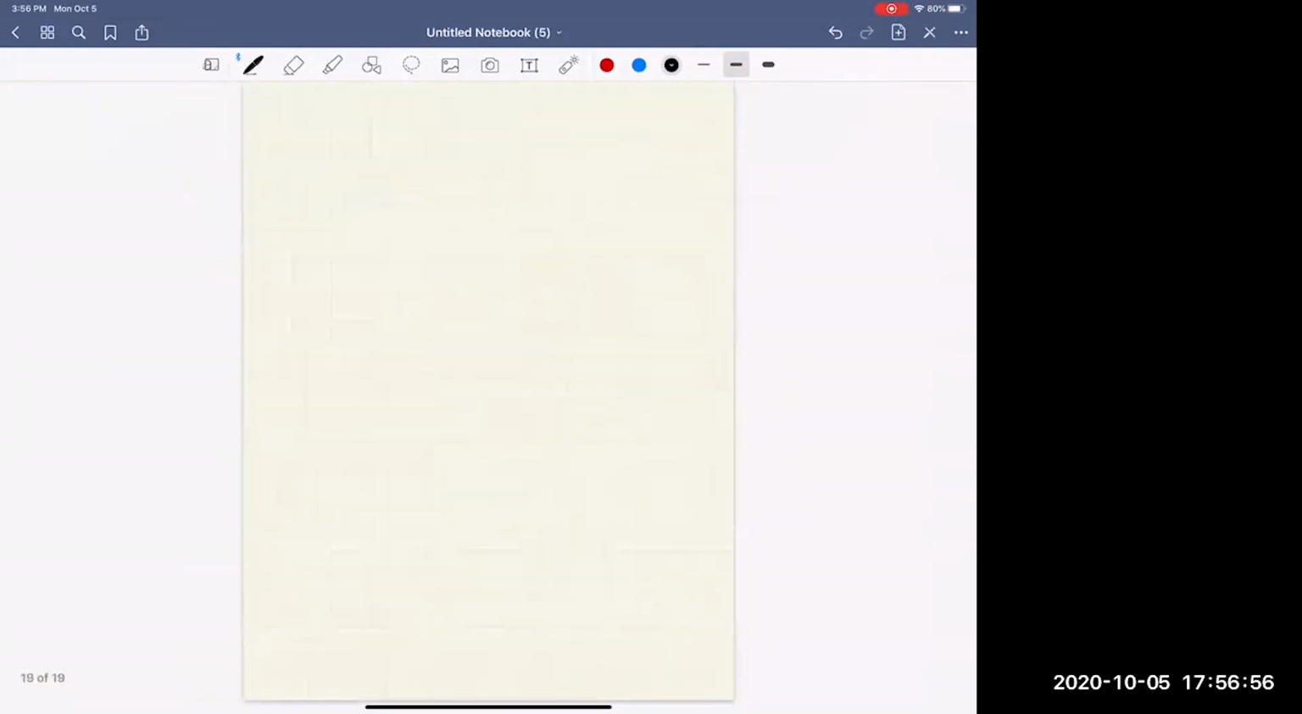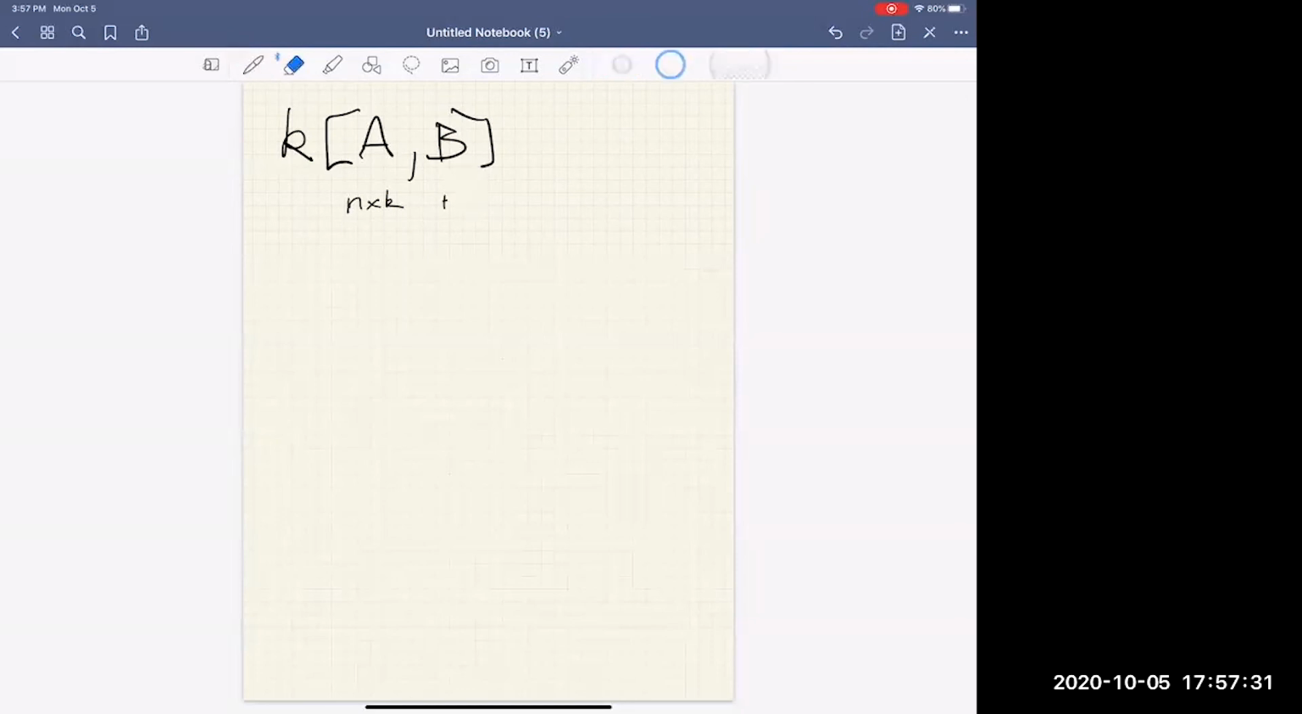I'm going to run out of time, but I'll say quickly that if I look at coordinates A and B, this is an n by k matrix and a k by n prime matrix. Then the Q is k adjoin A, B, C.